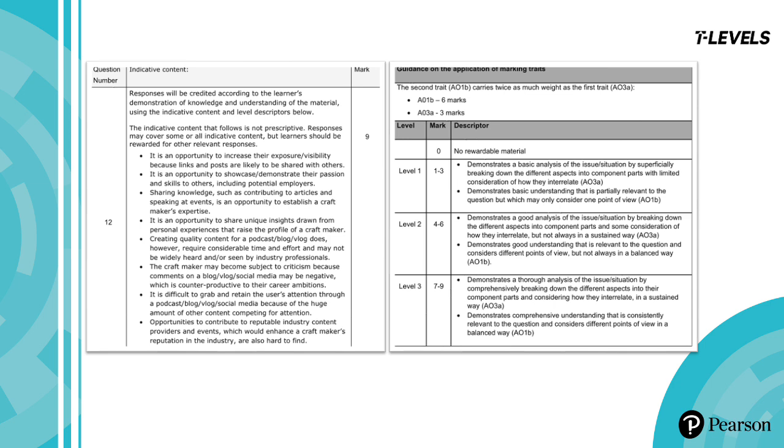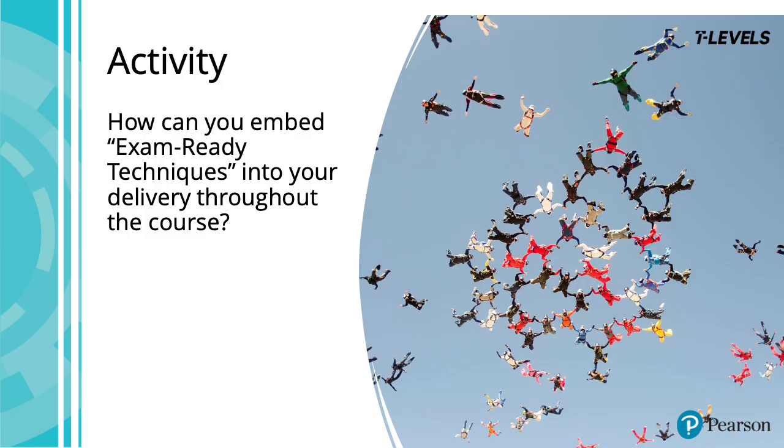There are terms that will help you make this decision. So, for example, in a level 1 answer, there is going to be more basic analysis and basic application. There will be some attempt that's correct, but only at a basic level. For level 2, there will be good analysis and application, and for level 3, there will be mostly competent answers. Now would be a good time to pause this video and to discuss with colleagues how you can make sure that you can embed exam-ready techniques into your delivery throughout the course, right from the first day of teaching and learning.